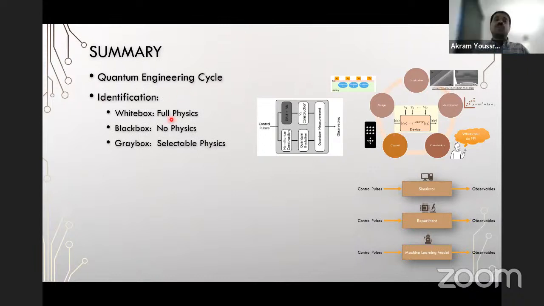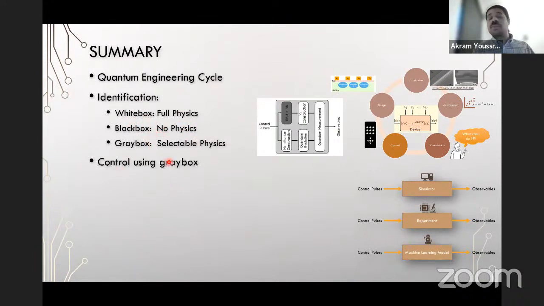In identification, we talked about three approaches: the white box, which is just curve fitting. This gives you full physics. There's the black box, where you just put in a neural network, no physics. And there's the gray box, where you have a mixture of them. And depending on the application, you might need to use one or the other.